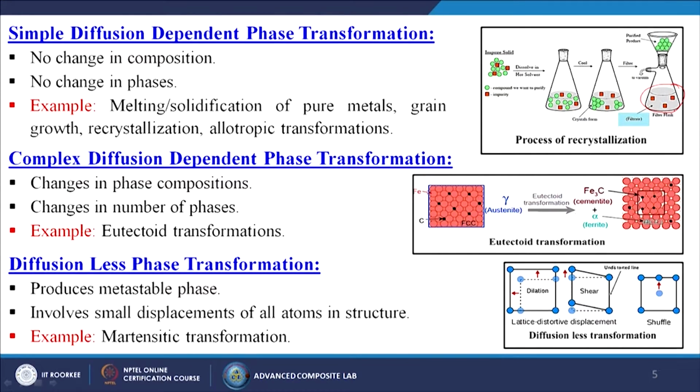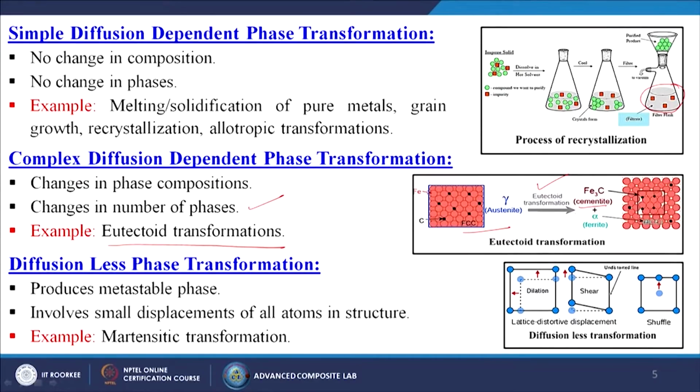Next is the complex diffusion dependent phase transformations, where there is no change in phase compositions, only changes in the number of phases. Example: the eutectoid transformation. Suppose I have gamma austenite and I am doing the eutectoid transformation. I get two types of phases, one is cementite, which is Fe3C, and another is alpha ferrite, and you can distinctly see the crystal structures of these two phases are different.